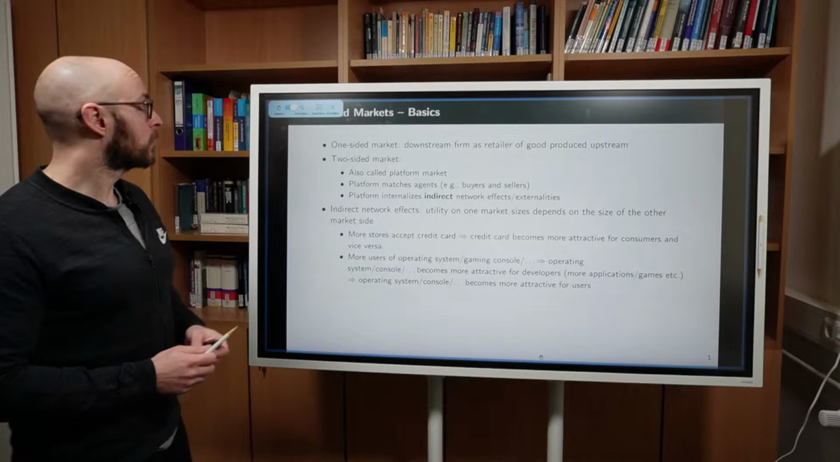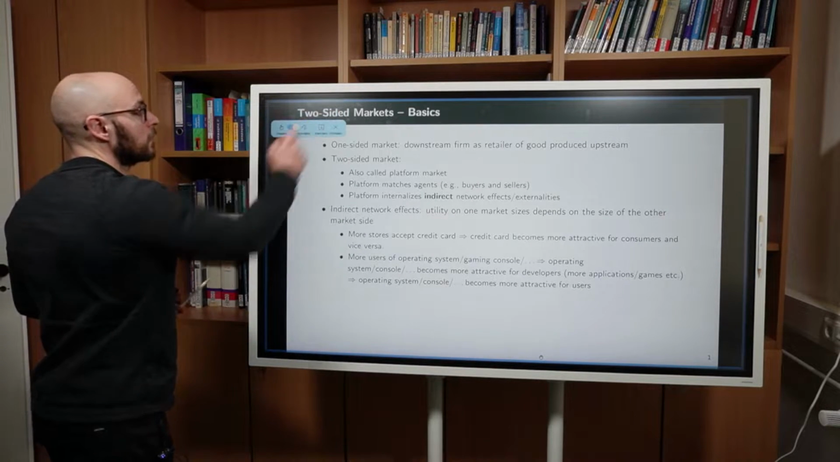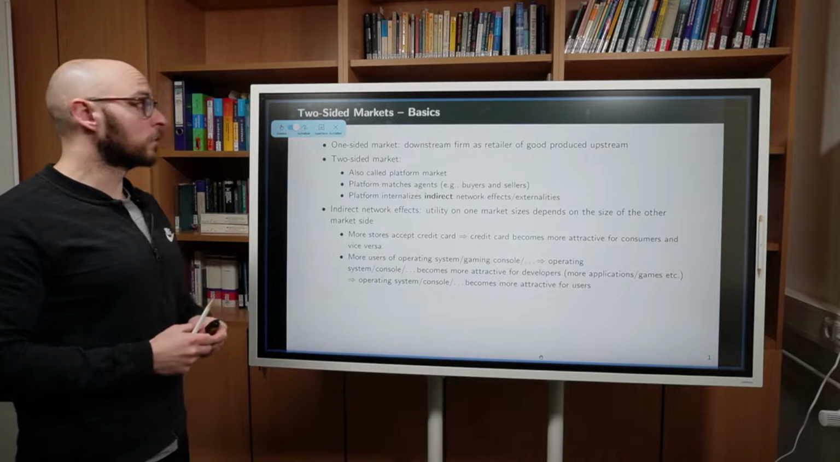Let's get started. Let's do it that way. So, what is a two-sided market?